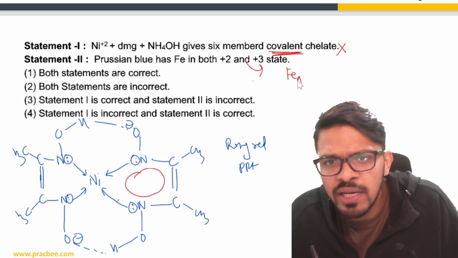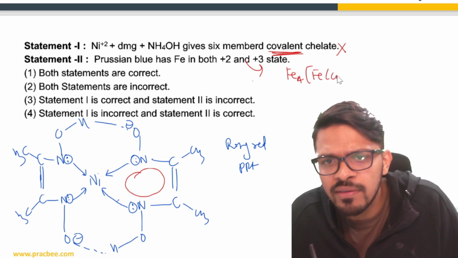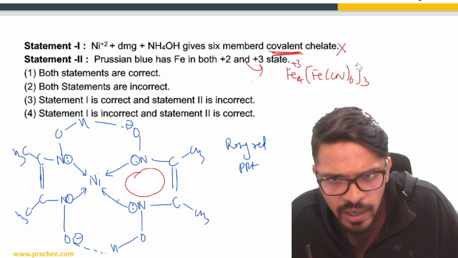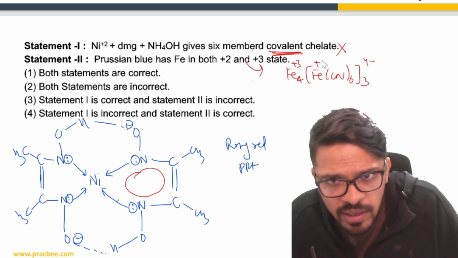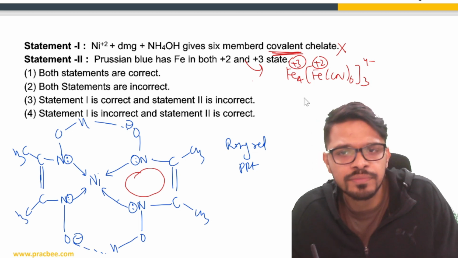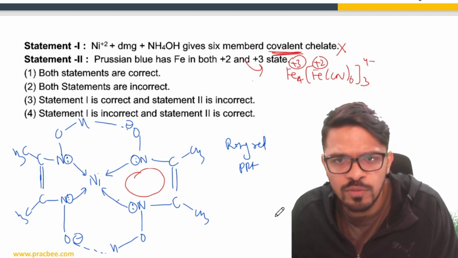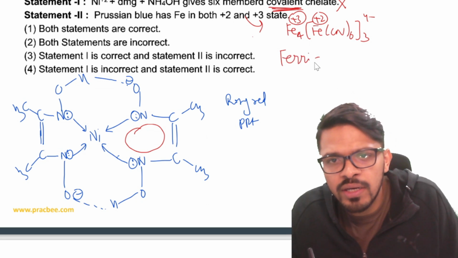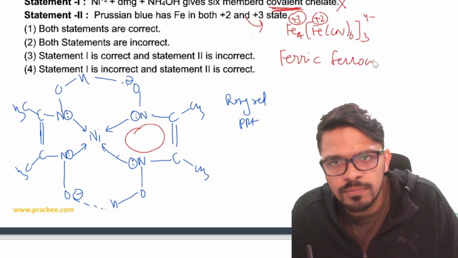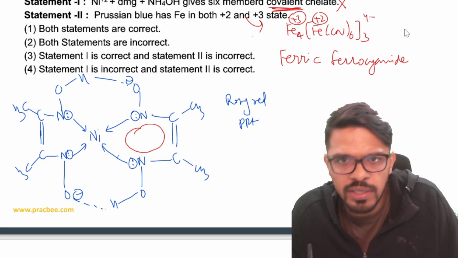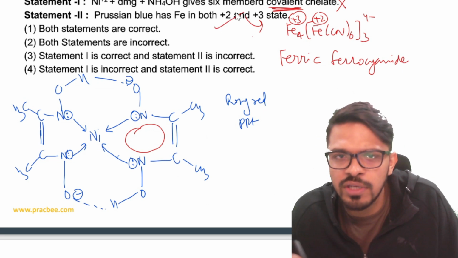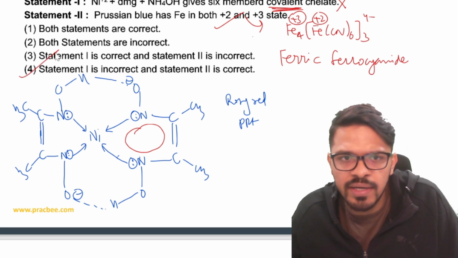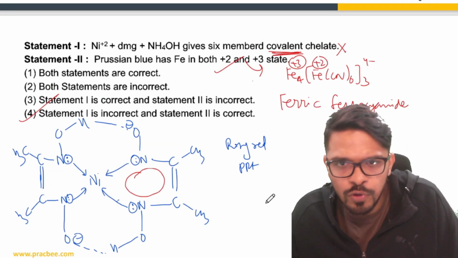Prussian blue is basically Fe4[Fe(CN)6]3. We know this is +3 and this is 4 minus, and inside we'll get +2. I hope you know the name of this molecule. This is called ferric ferrocyanide. So yes, we have +2 as well as +3 oxidation state. Again, the first one is incorrect, the second is correct. Fourth is the correct answer.